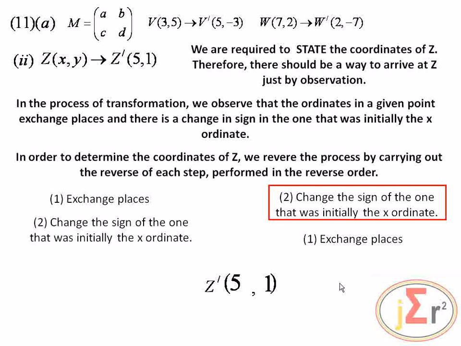What do we do first? Change the sign of the one that was initially the x ordinate, this one. Change the sign of that one. And then what do we do next? Exchange places. And there we have our original point, Z.